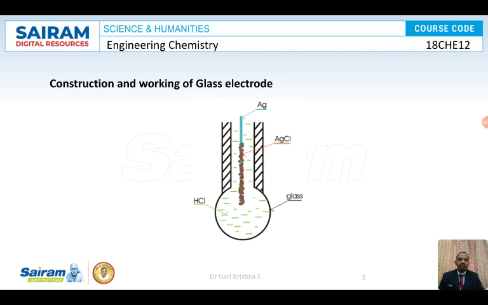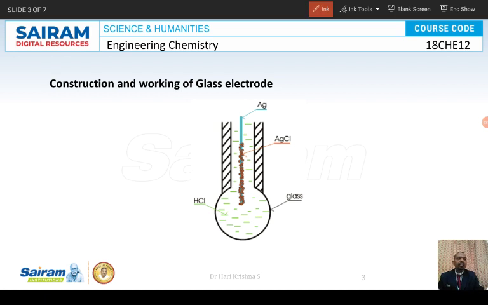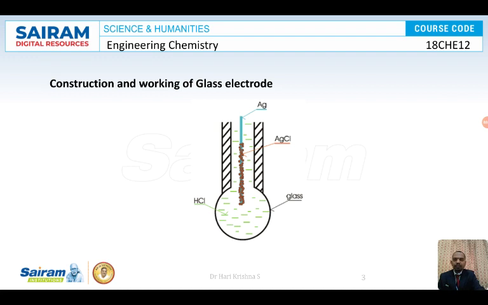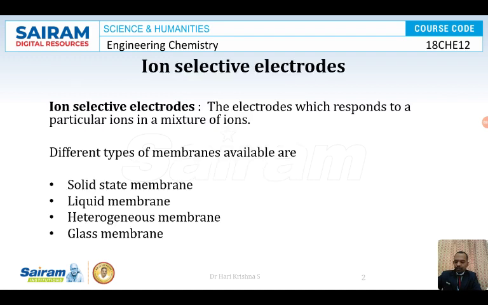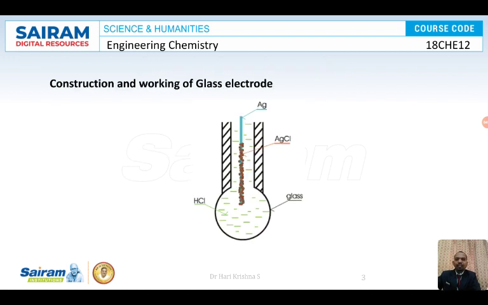The glass electrode is an example of an ion selective electrode. It is made up of a special type of glass with low melting point and high conductivity. This is the glass bulb, made of glass with low melting point and high conductivity.